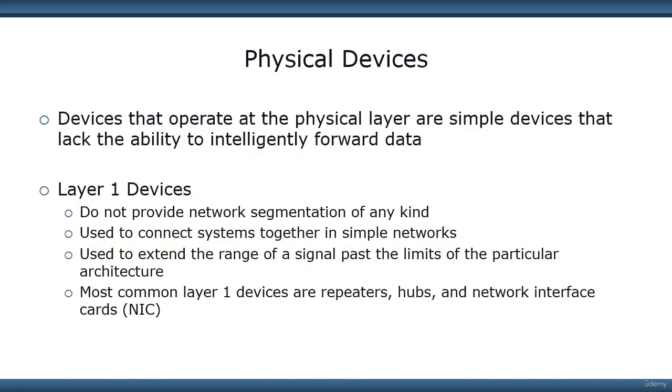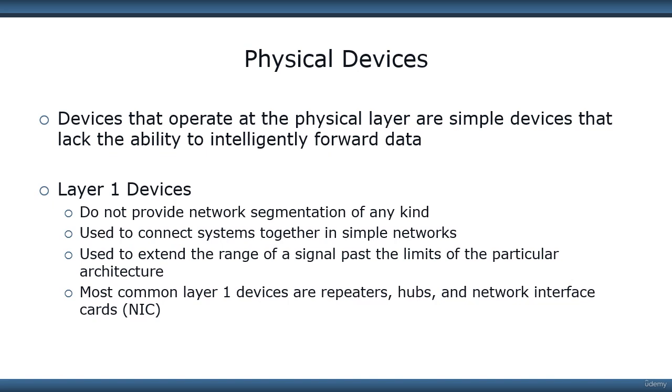So let's start with physical devices. These are the devices that operate at the physical layer. They're simple devices. They have no ability to intelligently forward data. So therefore, a couple of things to know about layer 1 devices. They don't provide network segmentation of any kind. It will just simply forward packets from one system to another.